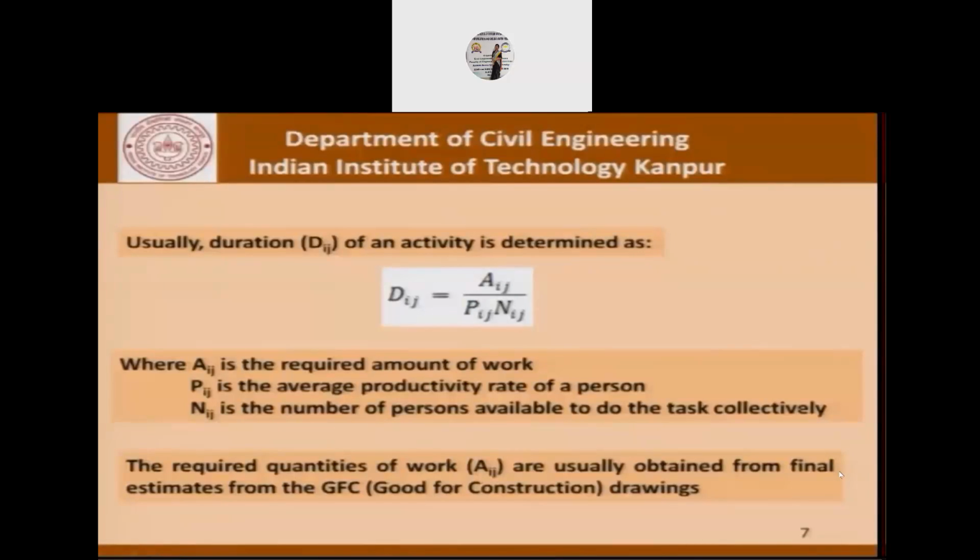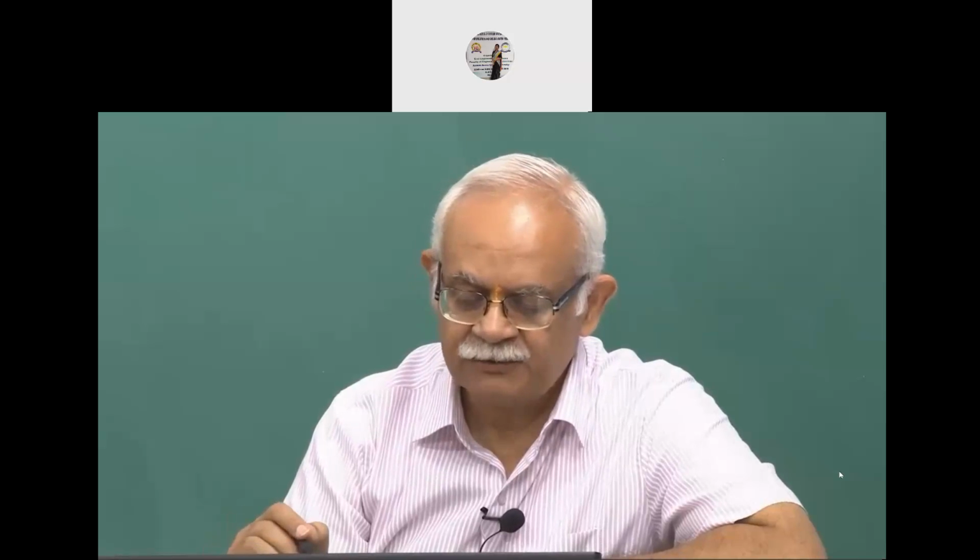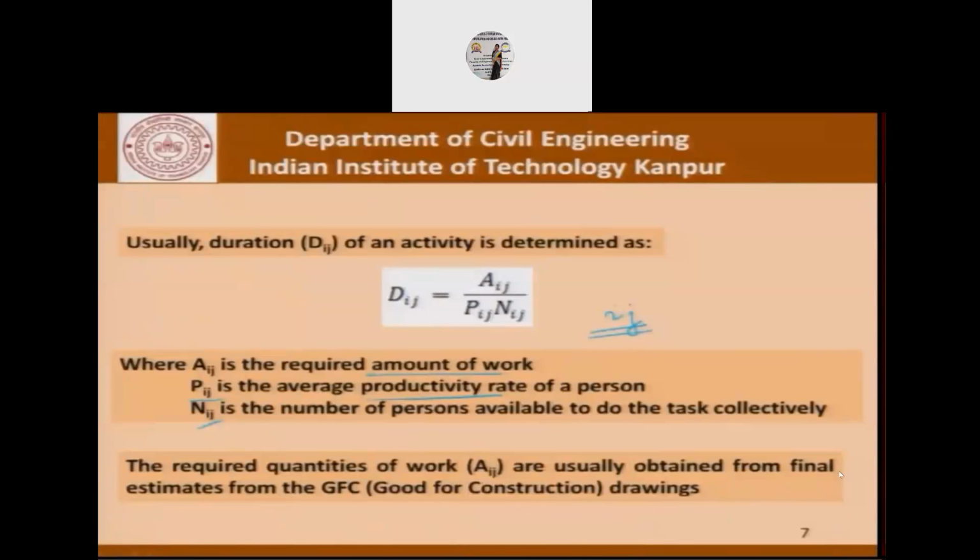Going back to the basics, usually the duration Dij of an activity is determined using this formula, which is Aij upon Pij multiplied by Nij, where ij is the activity that we are talking about. Aij is the required amount of work. Pij is the productivity of the person, which could possibly take care of the learning curve and so on. And Nij is the number of persons working on that job independently and together. So with this, we can find out the Dij.